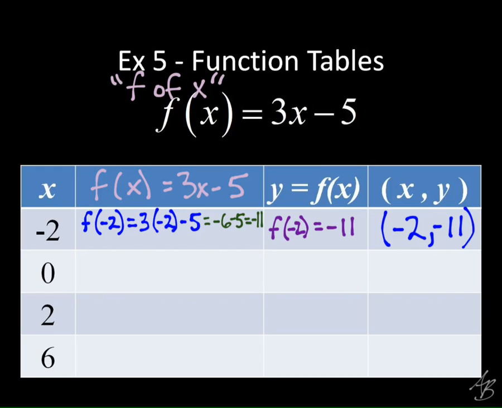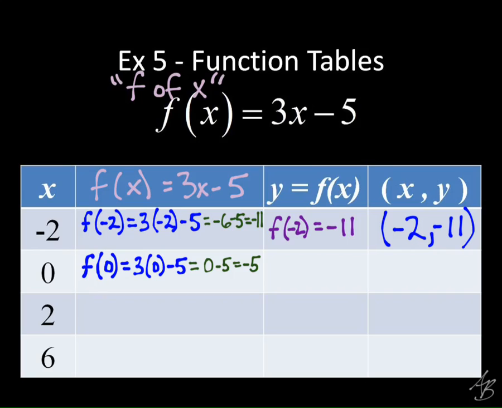So on the second one here, we'll do another one together just so we get the idea. What are we putting into the function for x now? 0. We're putting 0 in. So we're going to show that by writing f of 0 equals, and then we're going to write the 3x minus 5, but instead of x we're putting the 0, so 3 parentheses 0 minus 5. And what is 3 times 0? 3 times 0 is 0. That's 0 minus 5. What is 0 minus 5? Start at 0, you go down 5, you get to negative 5.